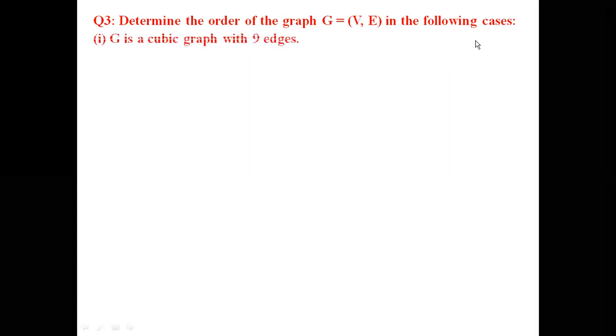Next, determine the order of the graph G equal to (V, E) in the following cases. We have to obtain the order of the graph, that is nothing but the number of vertices in the graph, where V is the vertex set. So the number of vertices, n or cardinality of V, we have to obtain in the following cases.